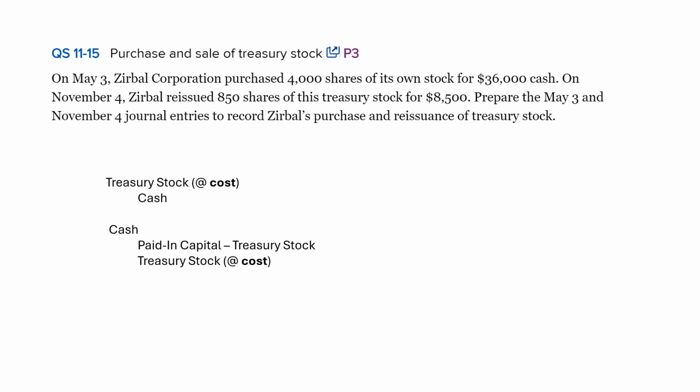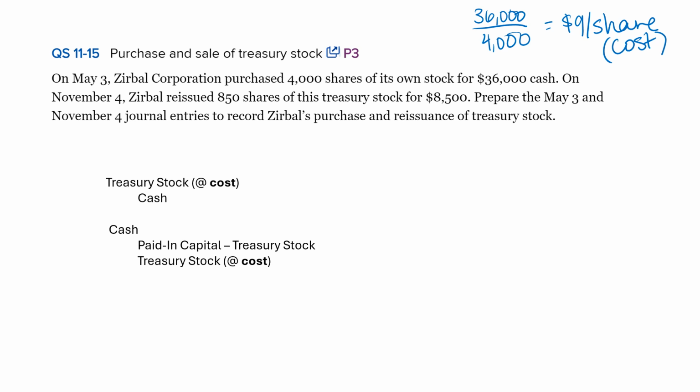So here's an example. On May 3rd, Zerbal Corporation purchased 4,000 shares of its own stock for $36,000 cash. So $36,000 cash divided by 4,000 shares. They reacquired them at $9 per share. So that's the cost to them at that point.